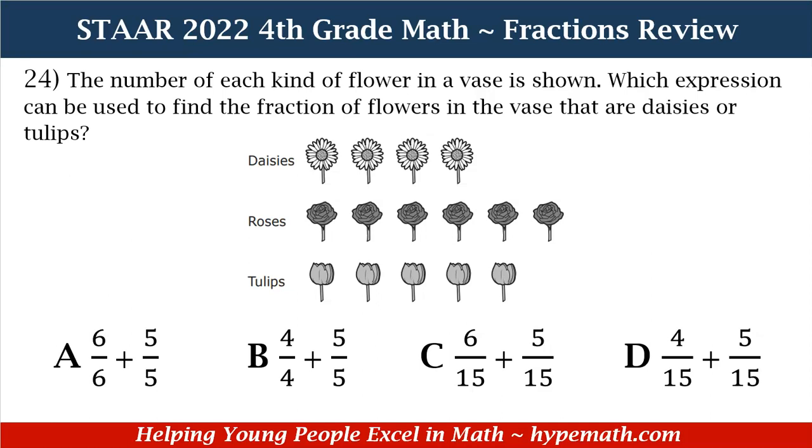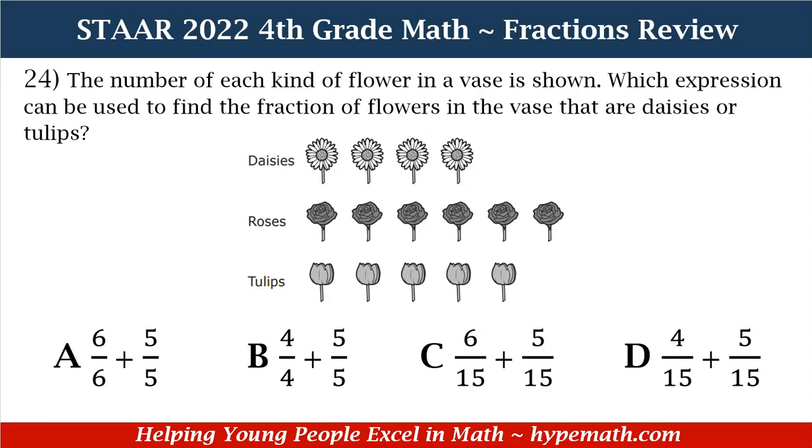Oh, no. Don't listen to Miss Jackson. We have, oh yes, we have 15 flowers. Please forgive me. We have 15 flowers. So let's look at our answer choices. We have A, 6 over 6 plus 5 over 5. B, 4 over 4 plus 5 over 5. C, 6 over 15 plus 5 over 15. And D, 4 over 15 plus 5 over 15.